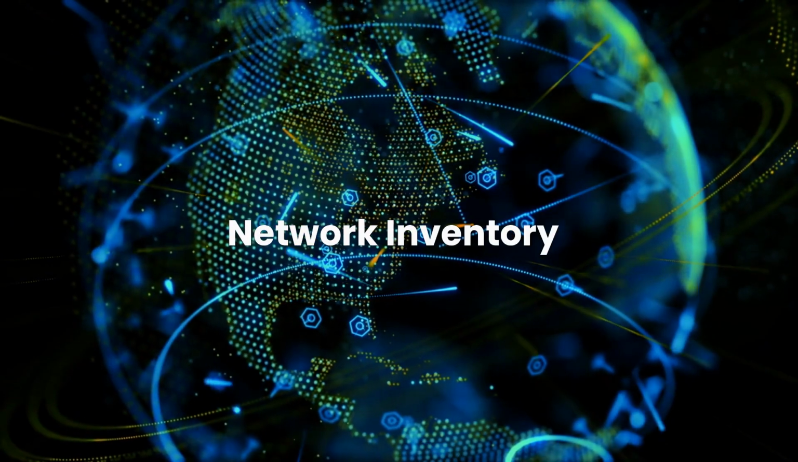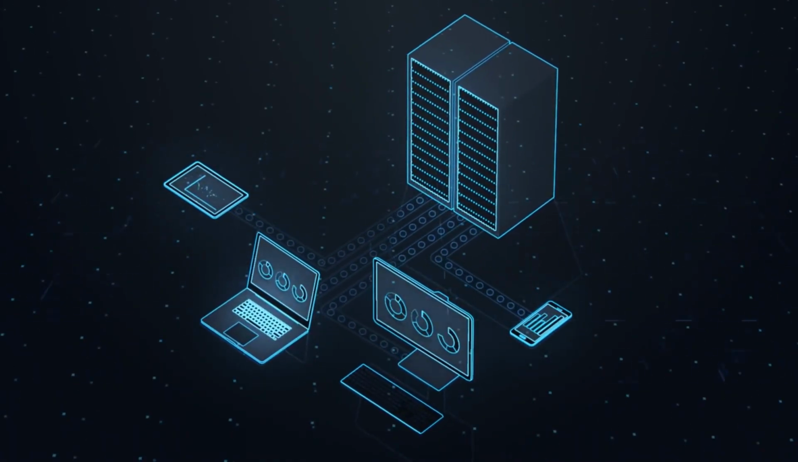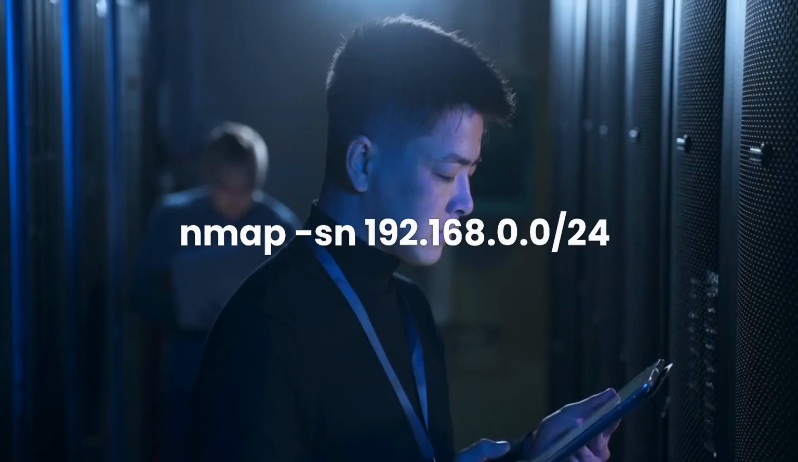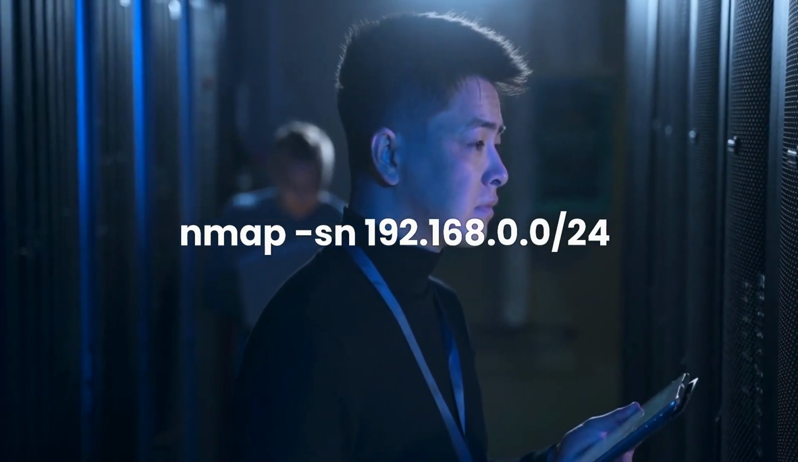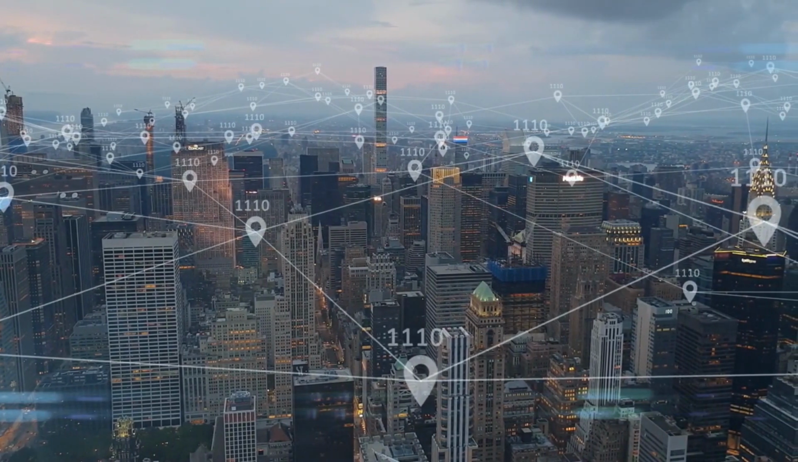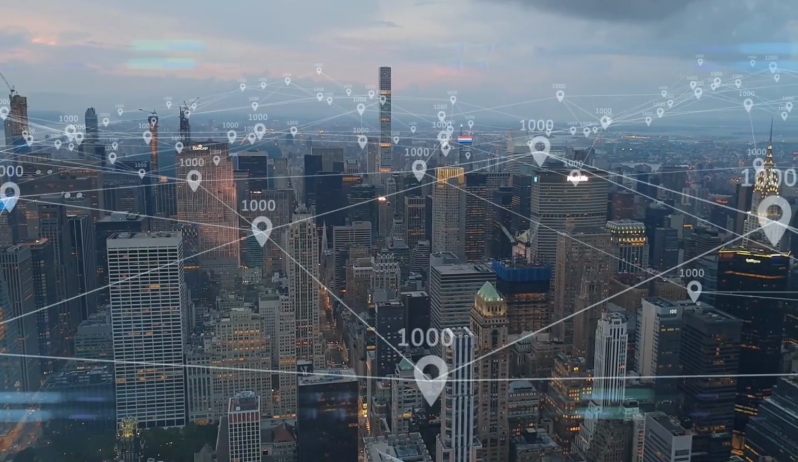Use case 1, network inventory. Suppose you are an IT administrator and you need to have an inventory of all the devices in your network along with the services they are running. You can use the following command: nmap -sn followed by the IP. This will do a simple ping scan in your network and it will give you a list of all devices that are online. The -sn flag will skip the port scan, making it quicker.